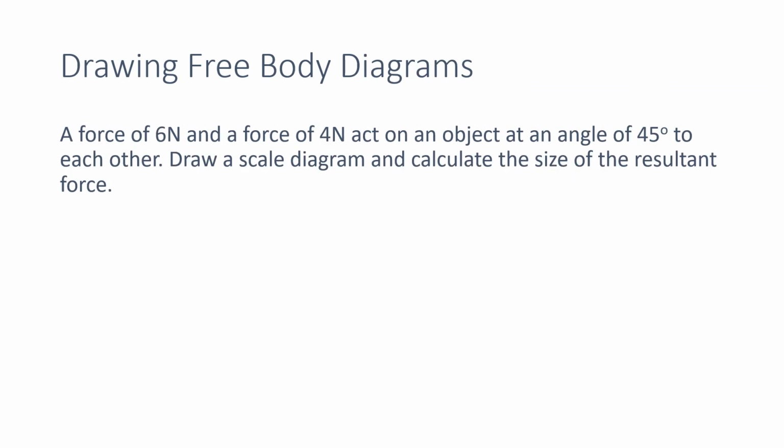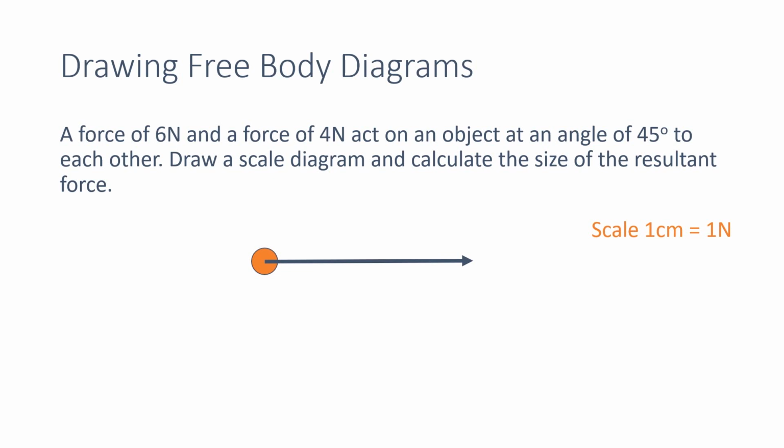Here we've got a force of 6 newtons and a force of 4 newtons acting on an object at an angle of 45 degrees to each other. Draw a scale diagram and calculate the size of the resultant force. So again, here's my original point, and I'll draw my first force line. This is representing a force of 6 newtons, and so I'll draw it as 6 centimetres long. I've chosen a nice simple scale, again of 1 centimetre equaling 1 newton.